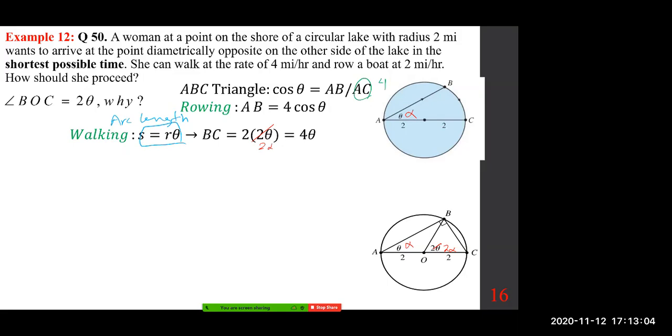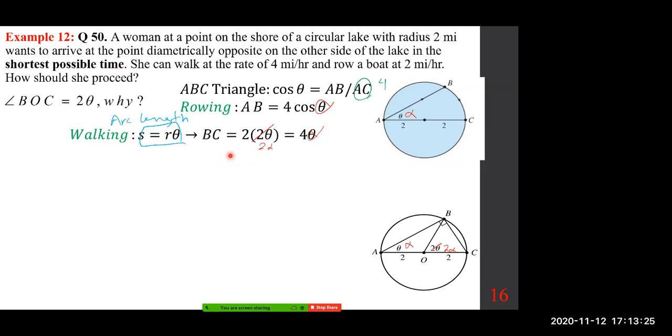maybe it would have made it easier to follow. In that case, all of this becomes alpha, because I want to make sure that you understand this theta, the theta referring to the central angle, is not the same. Okay, now what are we going to do? Shortest time possible.